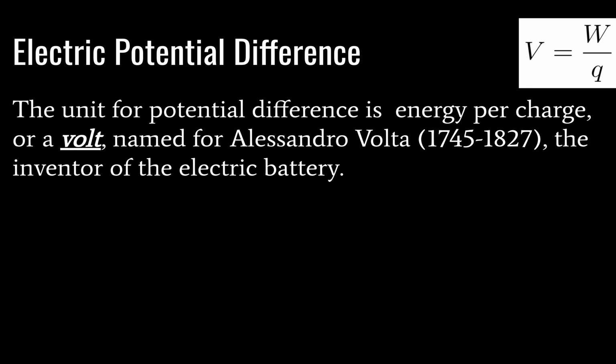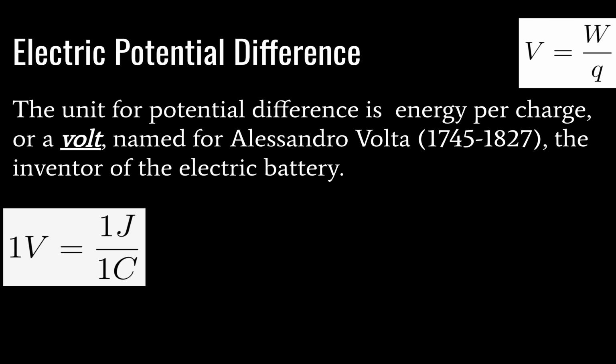Our unit for potential difference is energy per charge, and this is a volt, which is named for Alessandro Volta, who died in 1827. He invented the electric battery, and I have a Leyden jar in my lab that probably looks not too dissimilar from some of the early batteries that Volta was playing with, although I'd have to check into that. He may have been doing electrochemical batteries, which a Leyden jar still technically is. But anyway, let's move on.